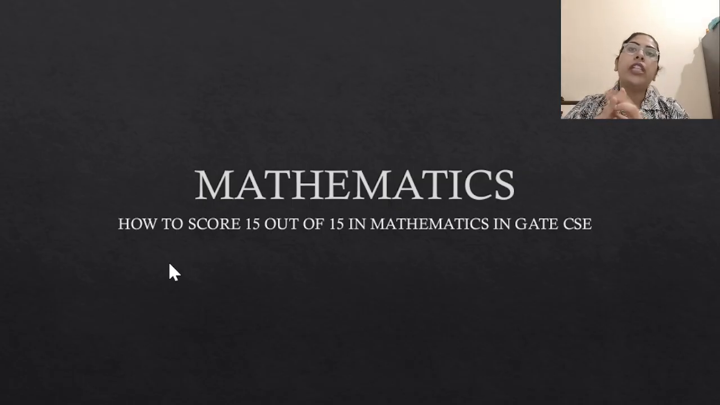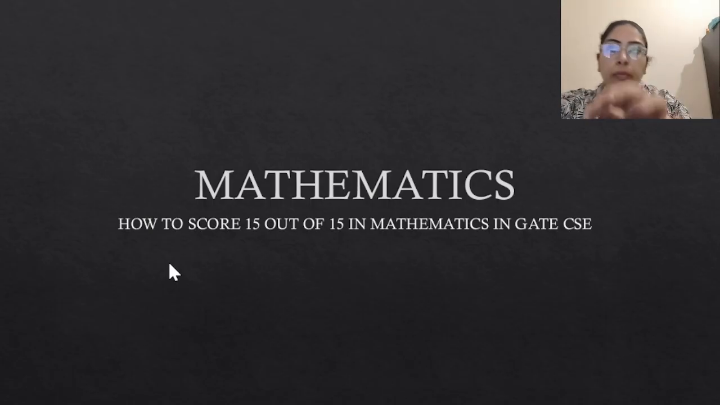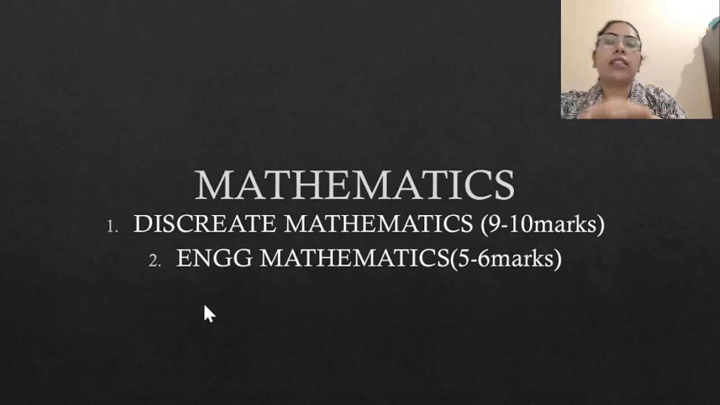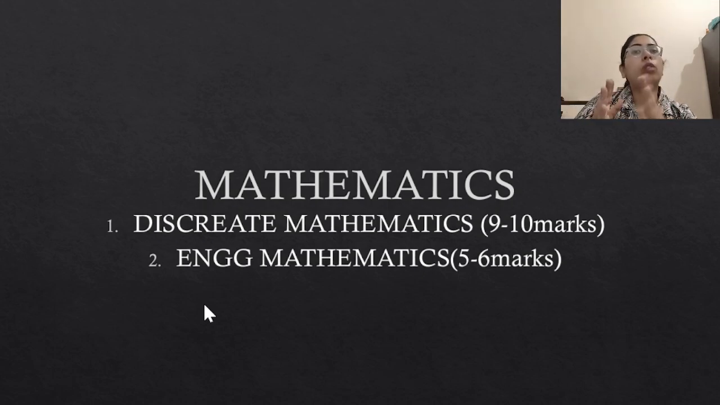How to score 15 out of 15 marks in mathematics in the GATE CSE. So mathematics constitutes two parts, discrete maths and engineering maths. Discrete maths constitutes about 9 to 10 marks, and engineering maths has less weightage, which is 5 to 6 marks. Varies year to year.